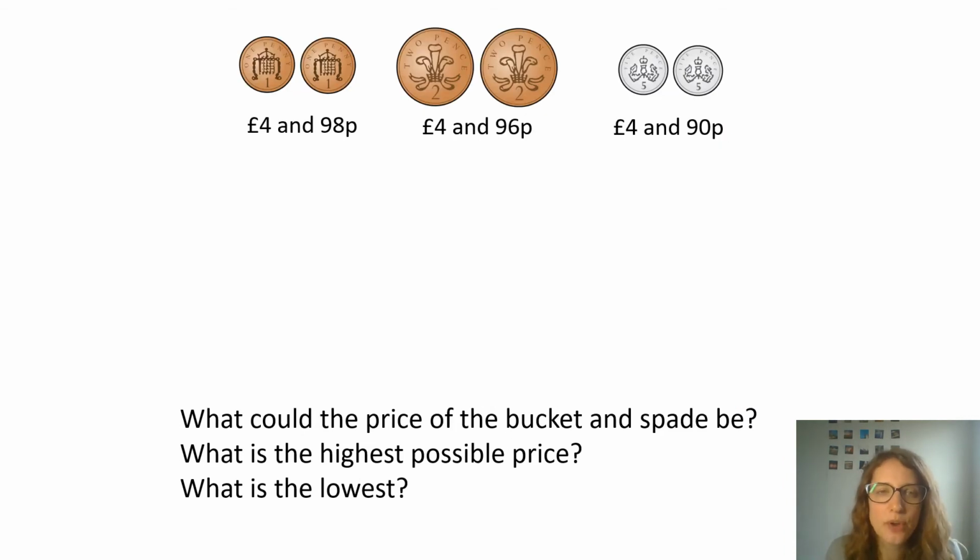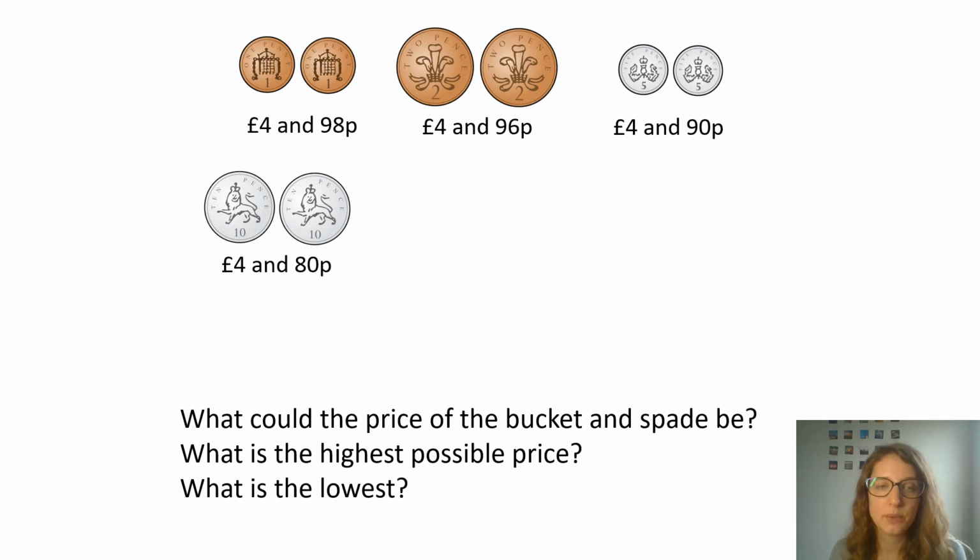Okay, so we've still got the 3 sets we've already looked at up in here. So 2 1p coins, 2 2p coins and 2 5p coins, and underneath it shows you how much the bucket and spade would have cost if that was how much change we got from the £5. Let's find all the other possibilities as well, just to make sure we've got them all so we can answer the questions properly. So you could have had 2 10p coins and it would have cost £4.80.